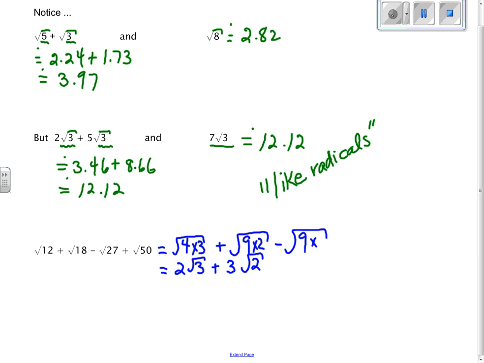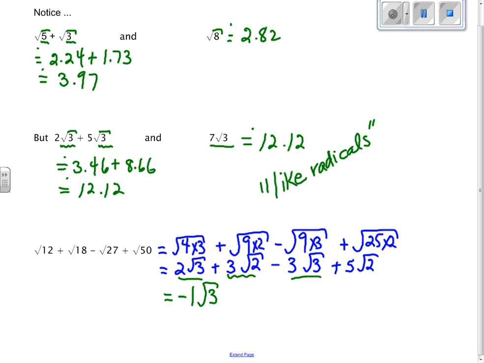27 is 9 times 3. Take an identical factor of 3 and leave a 3 under the root. Lastly, 50 is 25 times 2. I can take an identical factor of 5 out, left with root 2. Now I am adding root 3's and root 2's. For my root 3's, I have 2 of them, and minus 3 of them, I have minus 1 of them. You don't need the 1, it can be invisible. For my root 2's, I have 3 of them and 5 of them. I have 8 root 2. Final answer.